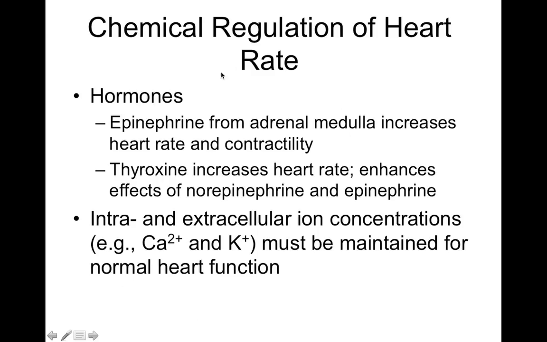There are different hormones that can affect heart rate, you guys. Things like epinephrine, we know it increases heart rate. Thyroxine also increases heart rate, and it actually enhances the effects of epinephrine. In fact, if you have thyroxine, epinephrine, and glucagon together, that gives you the biggest increase in heart rate. Yeah, they're all related to metabolism, right? So epinephrine is sympathetic. Thyroxine is metabolism. Glucagon increases blood sugar. And it makes sense that all of these things would increase your heart rate. So it's pretty cool.